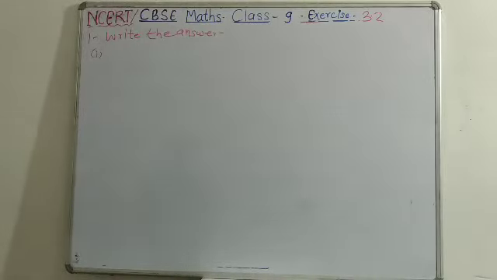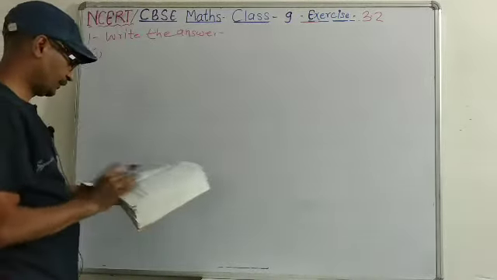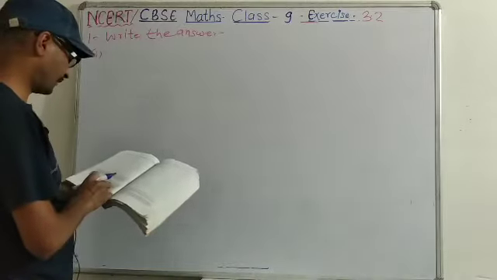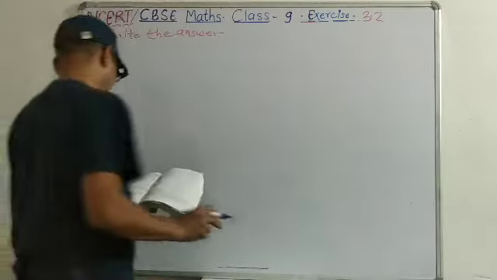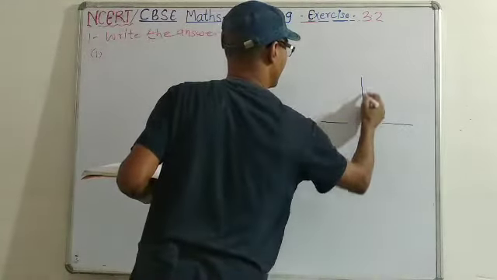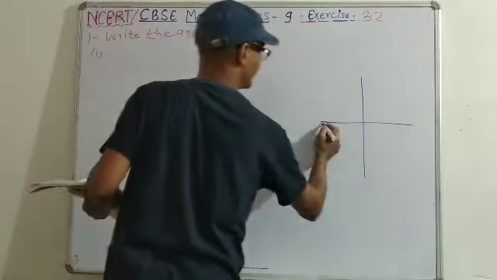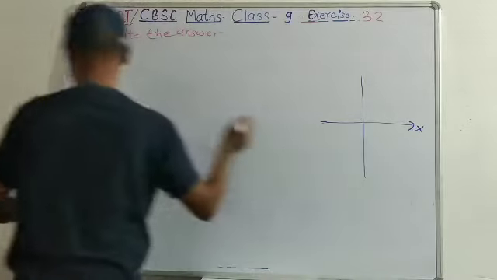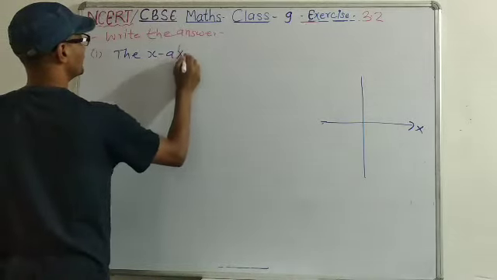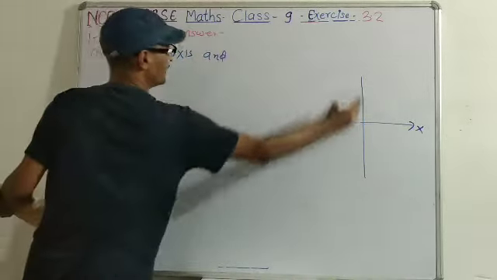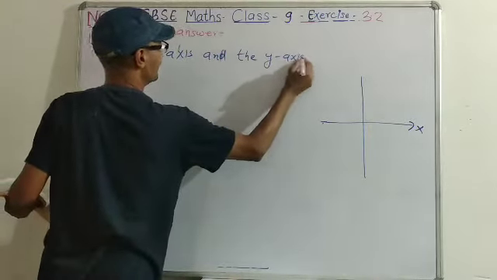Write the answer for question number 1 of exercise 3.2. I am reading number 1, you just see in the book. What is the name of the horizontal and the vertical line drawn to determine the position of any point in the Cartesian plane? The horizontal line is the X axis, and the vertical line is known as the Y axis. That is the answer of number 1.